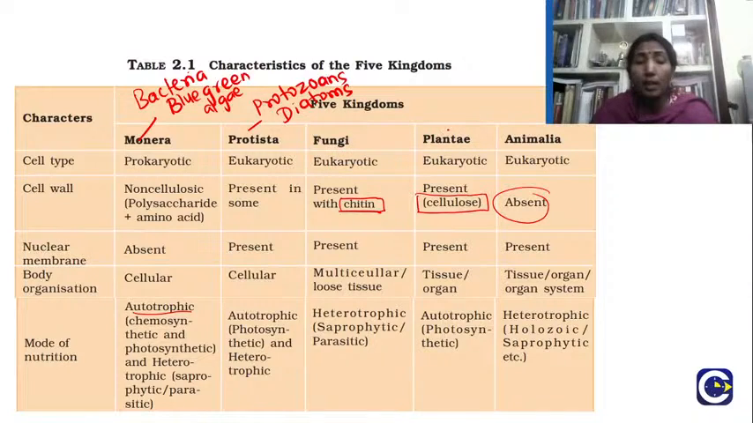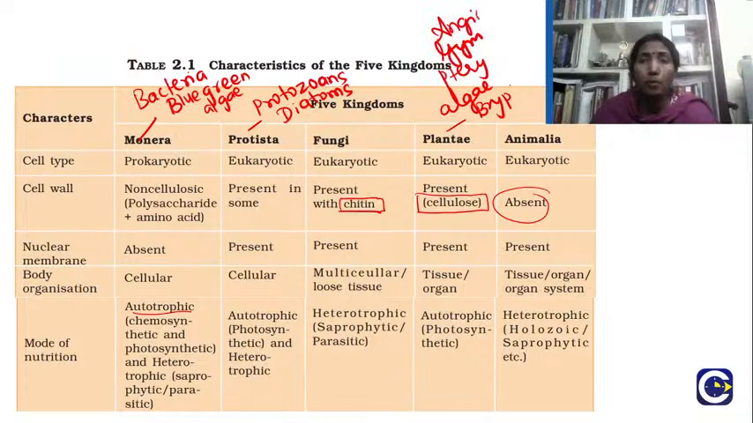When I say Plantae, what am I talking about? I am talking about all the ones, it includes those algae, those bryophytes, the pteridophytes, the gymnosperms, and then we have the angiosperms.